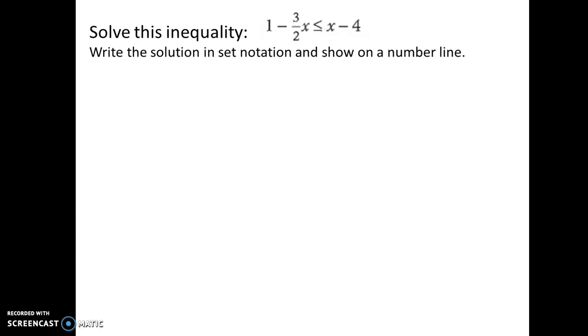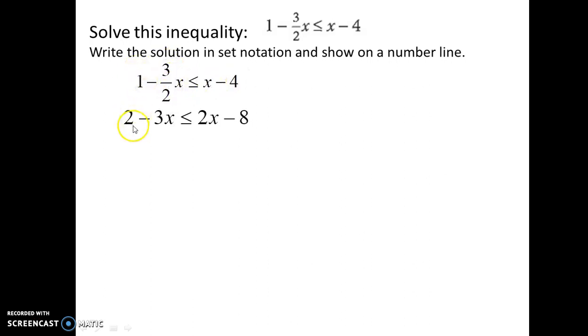Next, try this one. If you don't know how to start, I'll give you a hint. You can multiply everything by 2 to get rid of that fraction. So there's that. We're going to multiply every piece by 2, every term. So this will be multiplied by 2, this, and this.